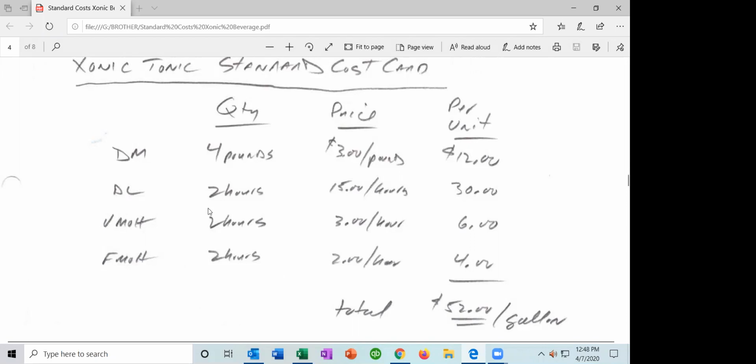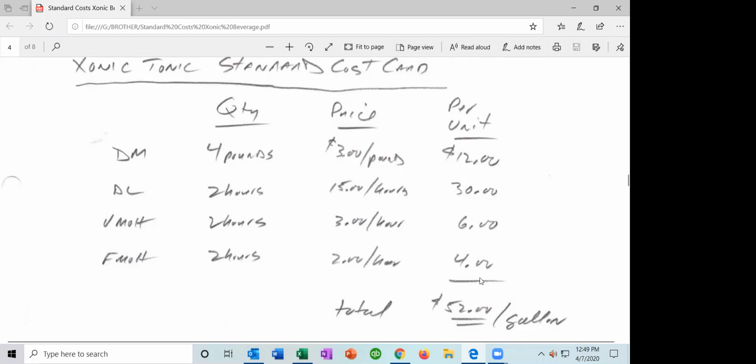Again, manufacturing overhead is applied on the basis of direct labor hours, so we're going to still use the same 2 hours. The standard price is the predetermined overhead rate at $3. You get $6 in variable. The fixed manufacturing overhead, again, it should take 2 hours to make one of these gallons. The predetermined overhead rate, which is the standard price, is $2. It's $4 for fixed overhead.